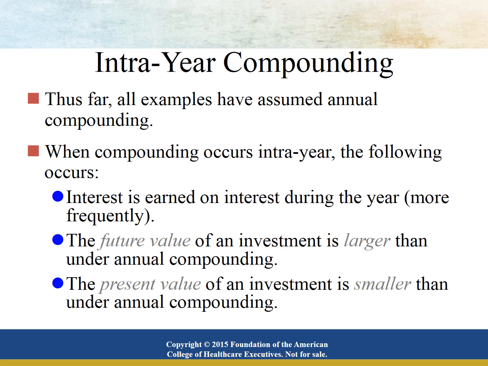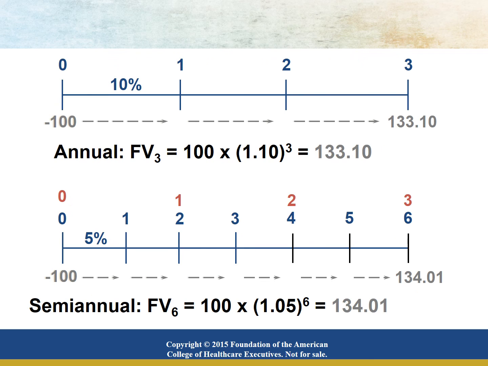The future value is larger than under annual compounding, and the present value is smaller than under annual compounding. So the future value is larger as it really ramps up, and that interest starts accruing interest, and it just builds on itself. So if we've got an annual and we've got 3 periods where we're compounding 10% interest, we know the formula. 100 times 1.1 cubed gives us 133.1. We beat that problem over the head, I think, already in this lecture.